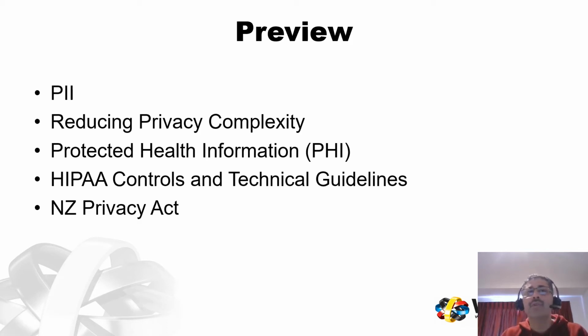We shall then focus on what protected health information or PHI means. We shall dig a little deeper into what is PHI and why it is critical to maintain certain controls in organizations that deal with health information about you and me. We shall then have a deeper dive into the HIPAA, or the Health Insurance Portability and Accountability Act, and what are the technical guidelines and controls organizations need to put in place to align with the HIPAA.